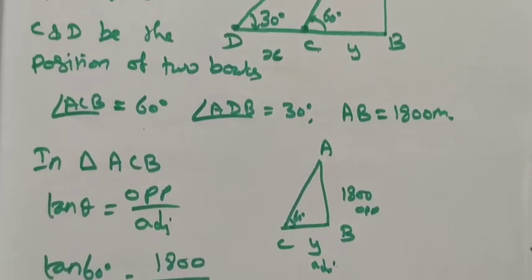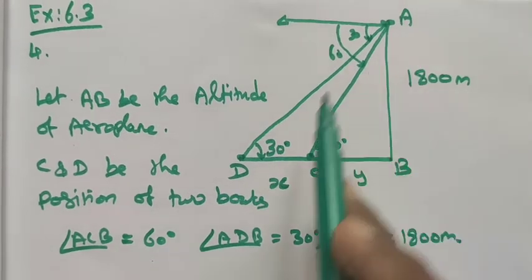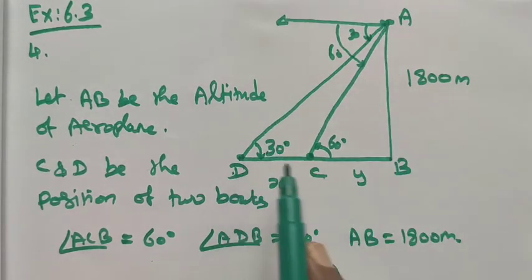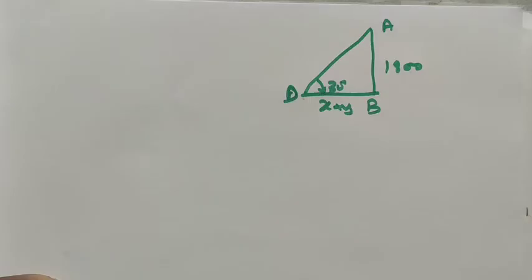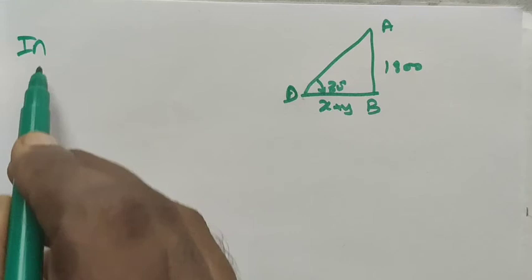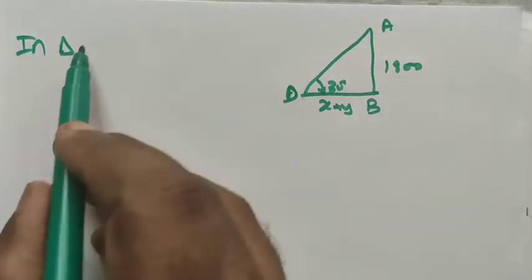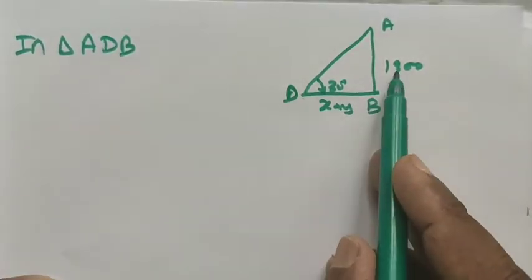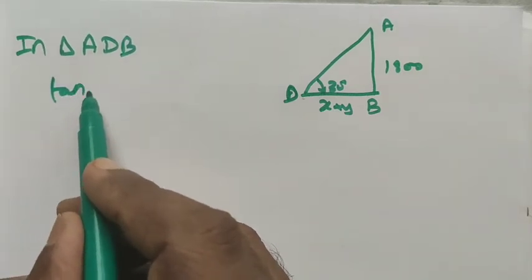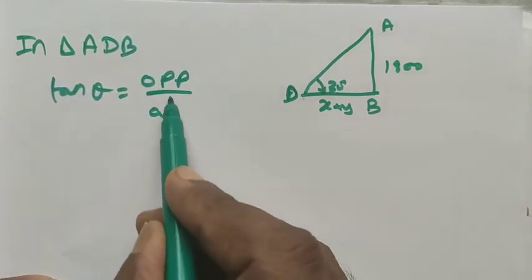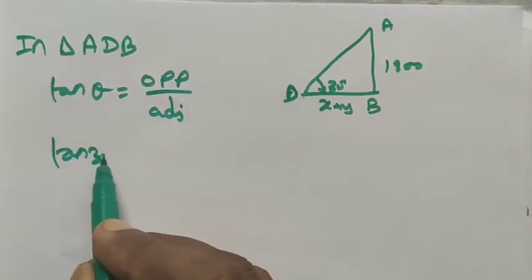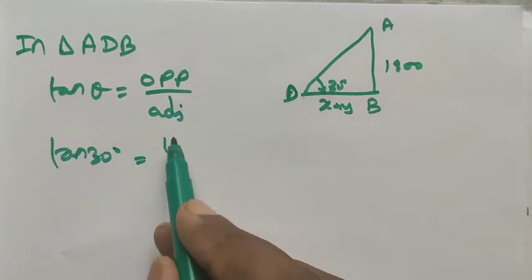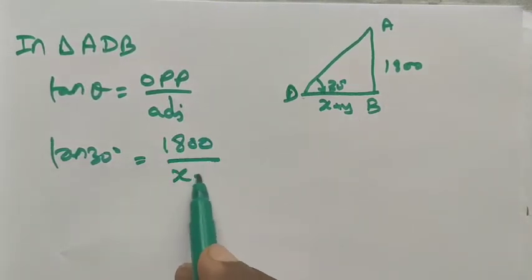Next we take the other triangle, that is the triangle ADB. When you take ADB, the distance of DB is X plus Y. Here I have drawn the triangle separately. That is a right angle triangle ADB. Tan theta is equal to opposite divided by adjacent side. Here theta is 30 degree, so tan 30 degree is equal to the opposite side 1800 divided by the adjacent side X plus Y. We know the tan 30 value.